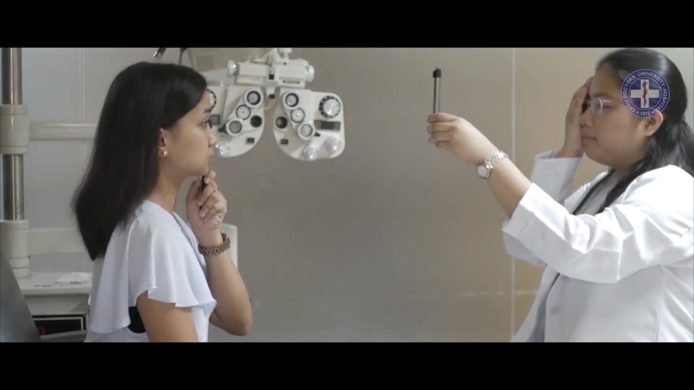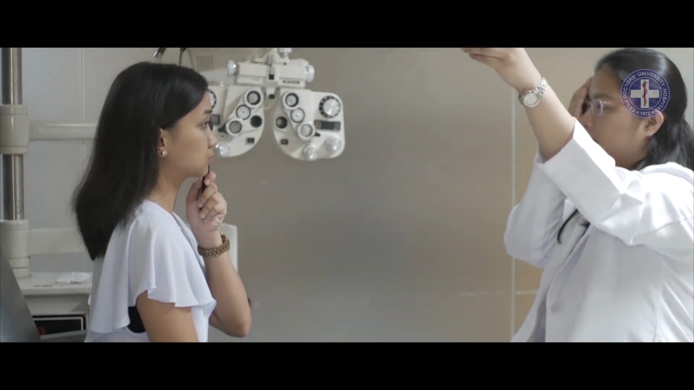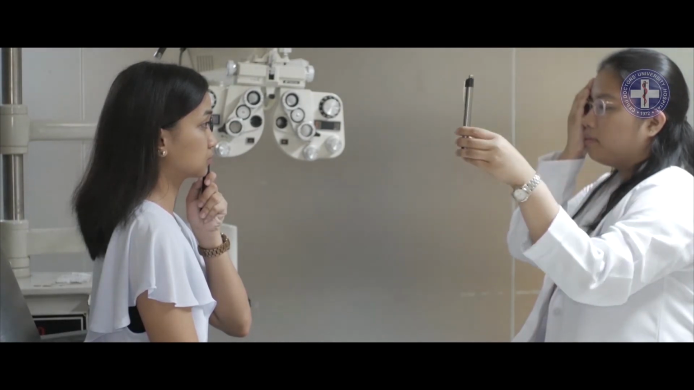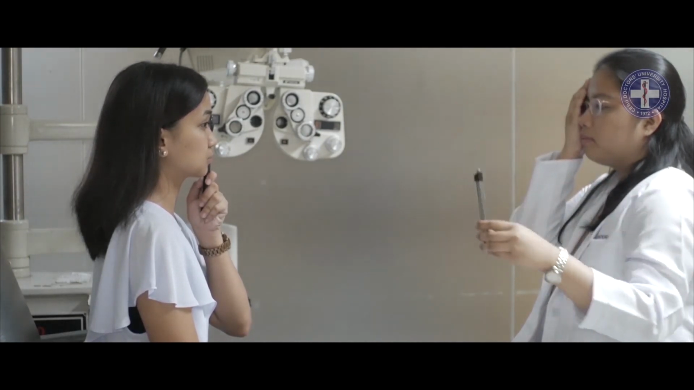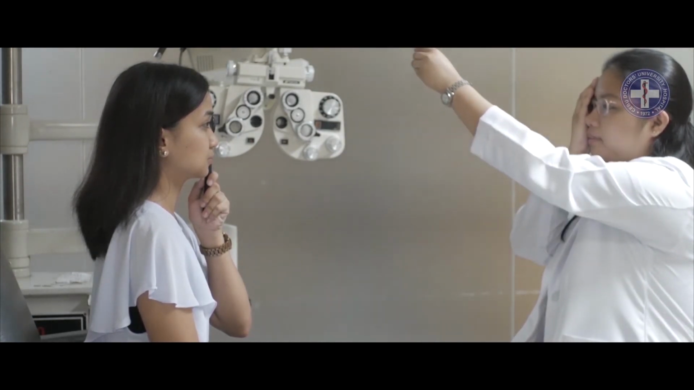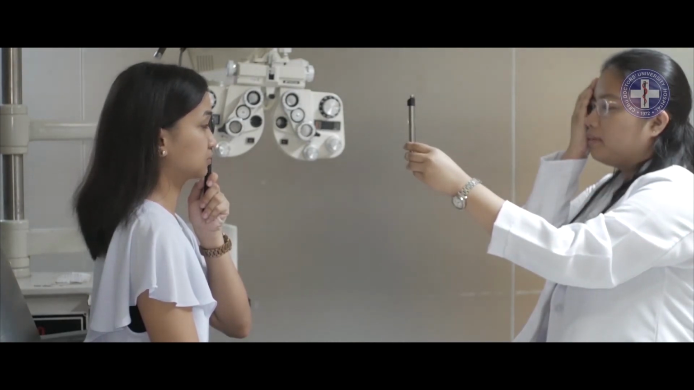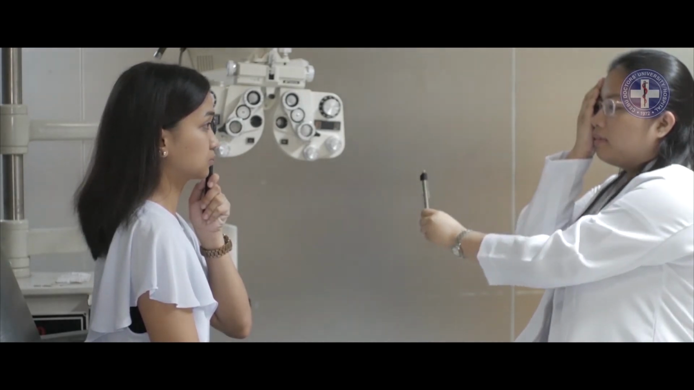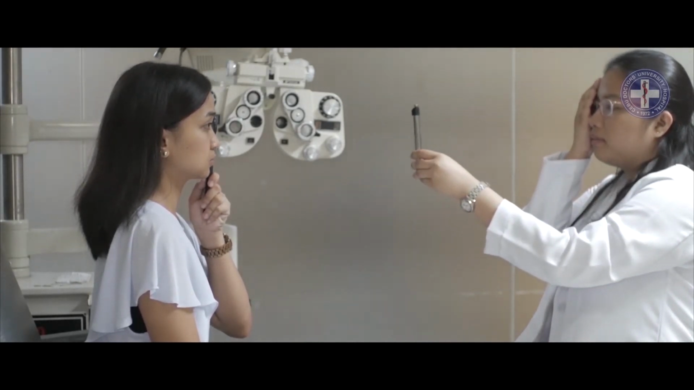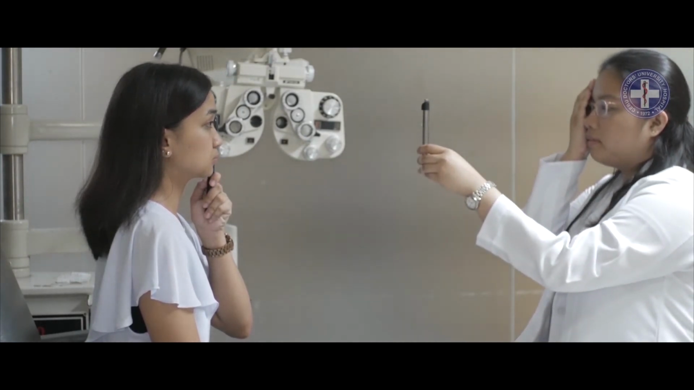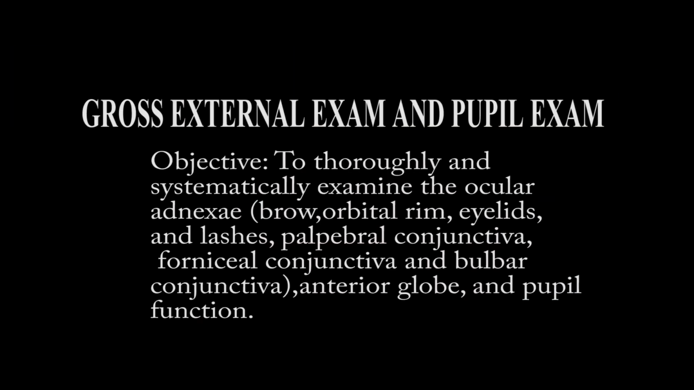Slowly bring an object from the periphery into the field of vision from the 8 different directions and ask the patient to say yes or no once the patient sees the object. Keep the test object equidistant between your eye and the patient's eye so that you can compare your visual field with the patient's. Repeat the test with the patient's other eye.